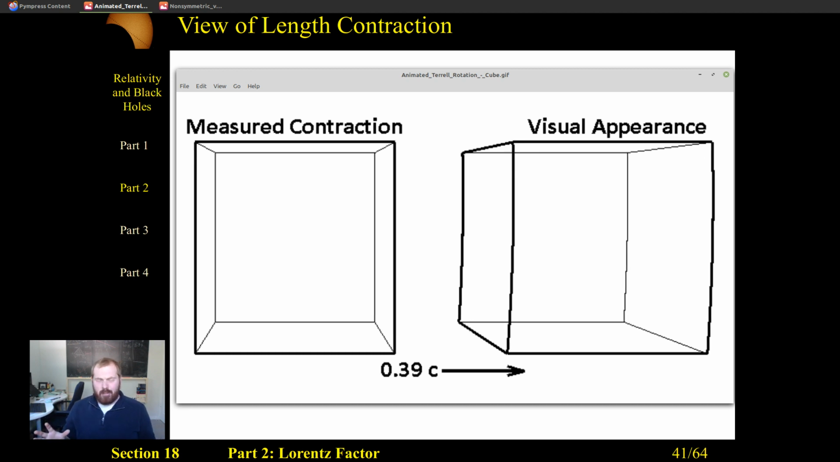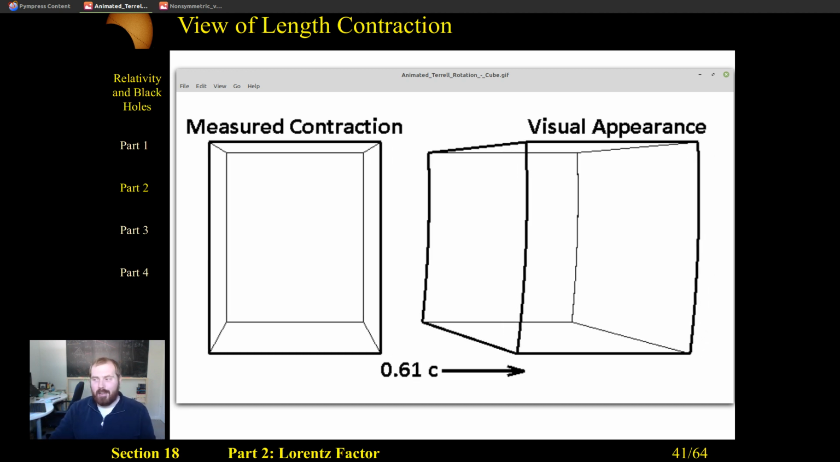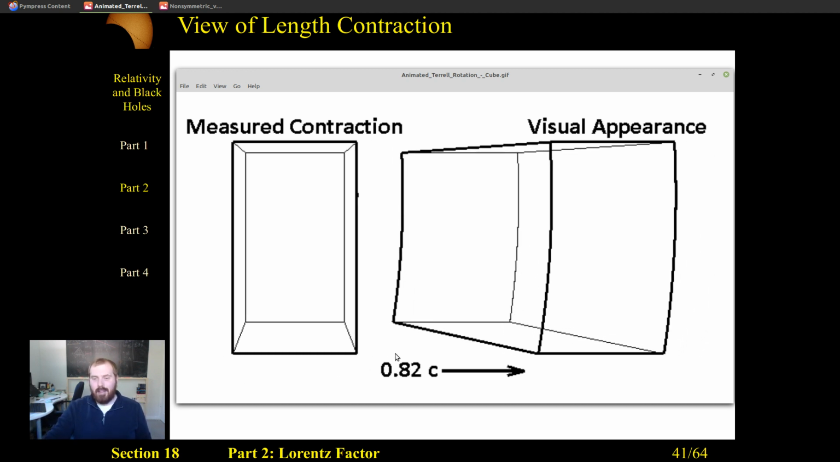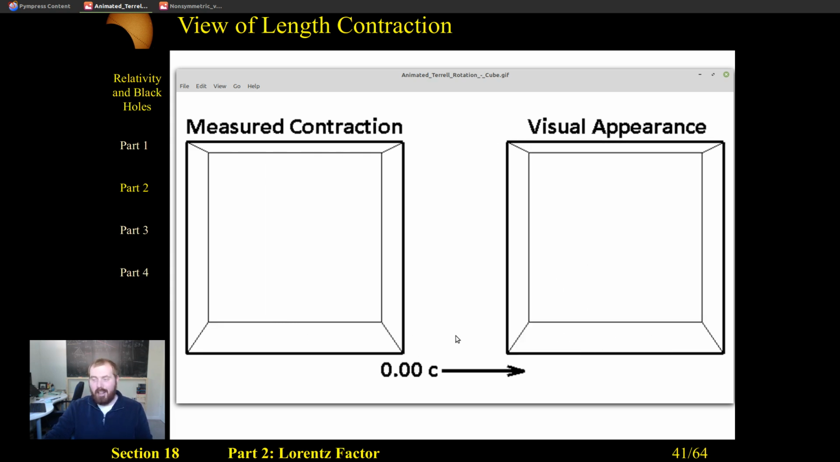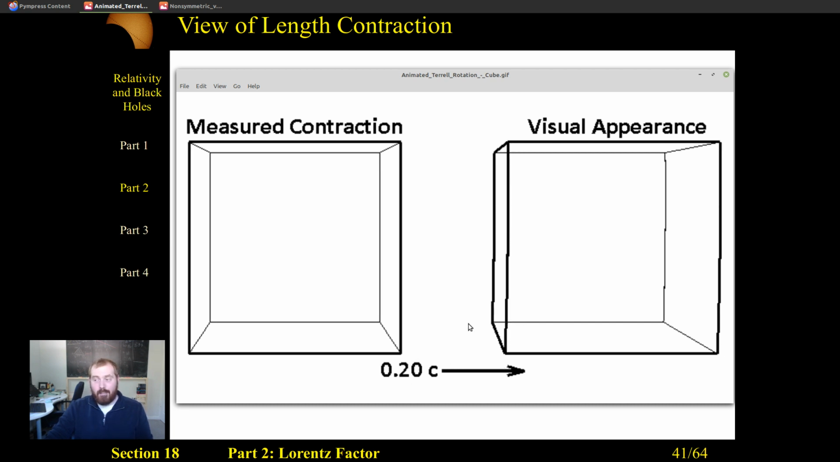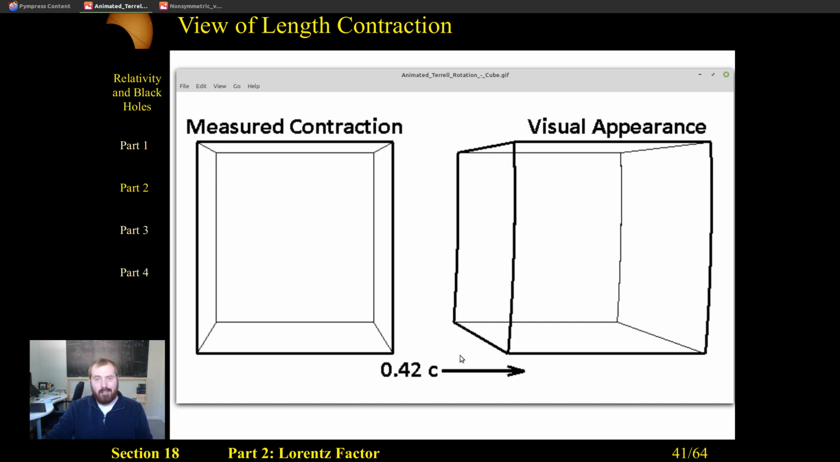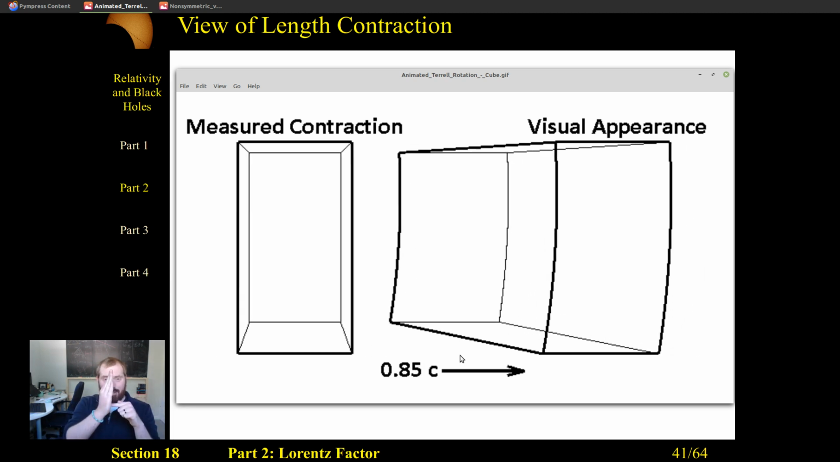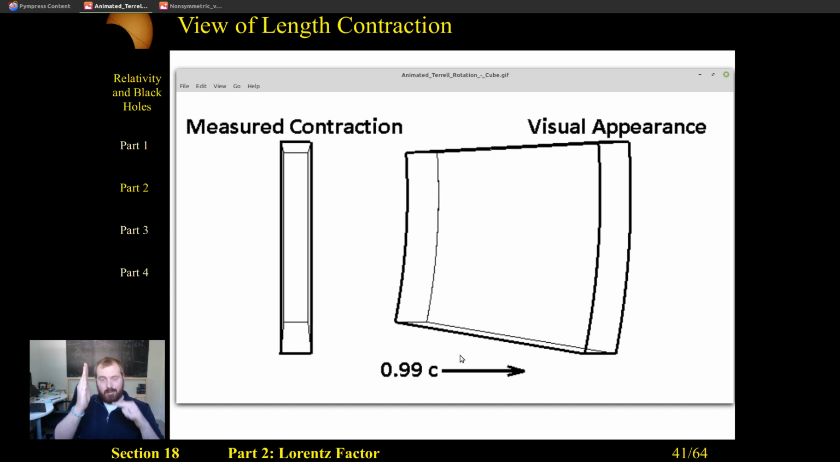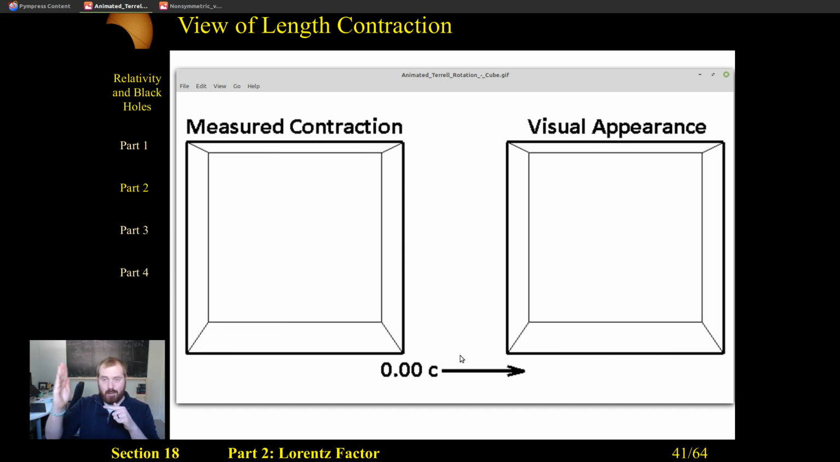Now on the right, I have this visual appearance. What does that mean? Well, here's what's happening. As the object is going faster and faster, light, remember, in order to see this object, a photon has to hit this and bounce back. Hit this and bounce back. Well, this object, photon hits here, but then it moves. So now a photon hits here and reflects. And it moves. Hits here and back.